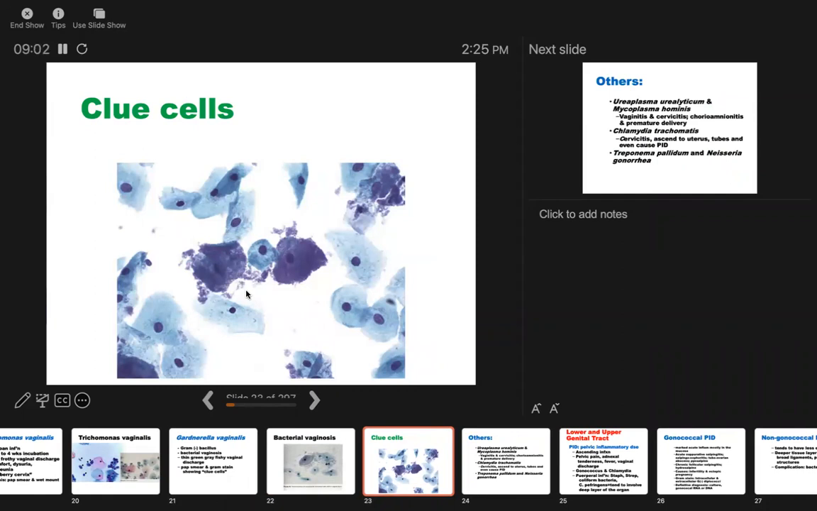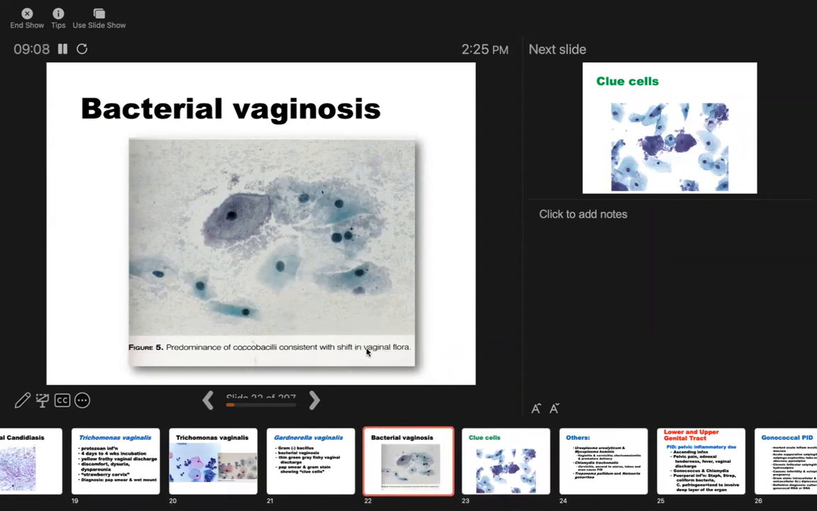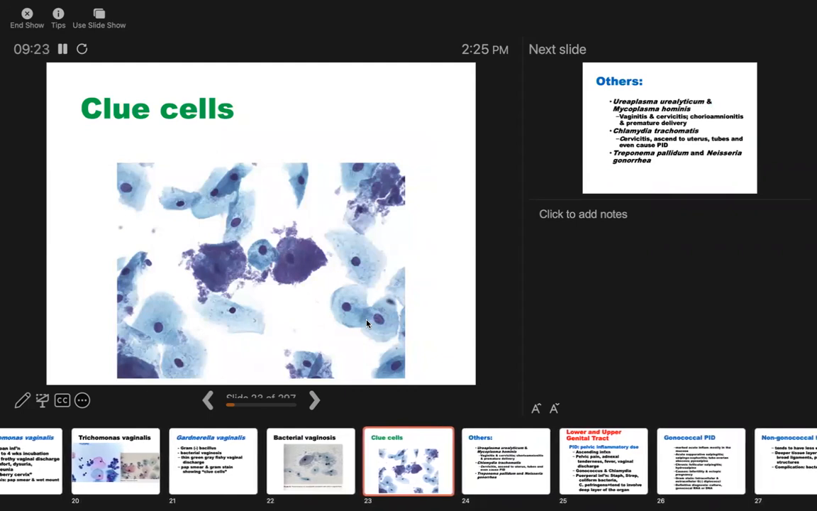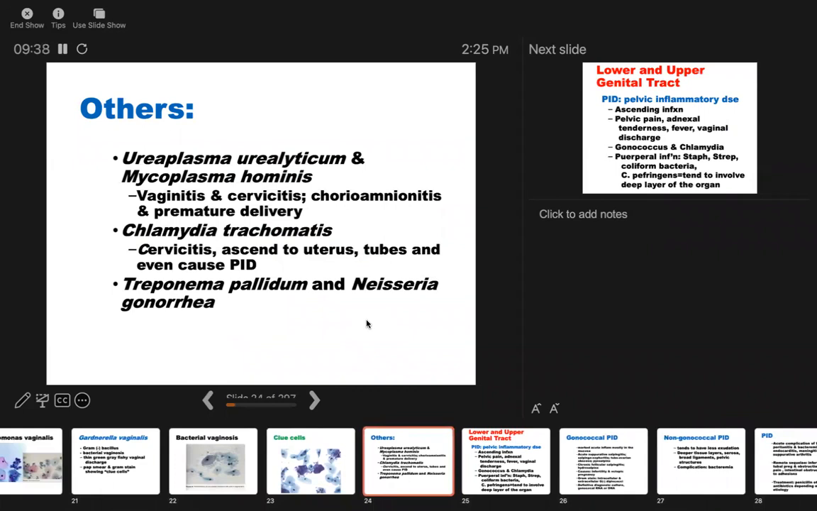So when we are interpreting PAPs, if we see a shift in flora, this is called a shift in flora because normally what you will see is bacilli in the background. But as you can see here, what you can appreciate are cocobacilli. So the shift in flora and the presence of clue cells are then diagnostic of bacterial vaginosis, often due to Gardnerella vaginalis. There are other organisms enumerated in the book, which are not quite common, but may cause infection as well, like ureaplasma, mycoplasma, chlamydia, and treponema.